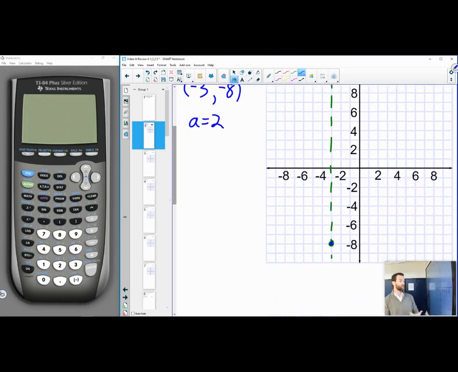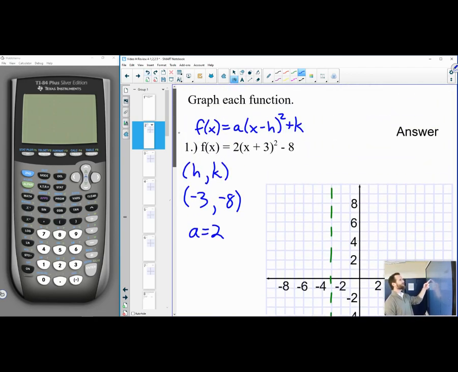So we start at the vertex. We always go right 1. I'm going to go right 1 and then up or down whatever a is. a is a positive 2, so I go up 2, and there we go. And we can also reflect that over. It's one step away from the axis of symmetry, so we go one step in the opposite direction, and we have our third point. Now we just need 2 more points. Remember, we always want 5 when we're graphing a quadratic.